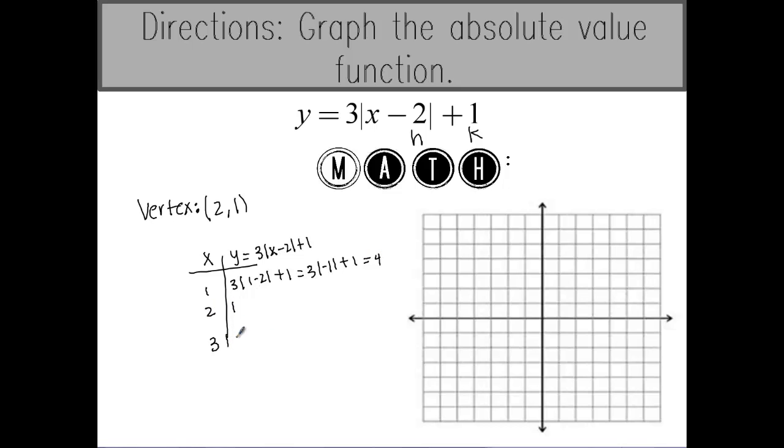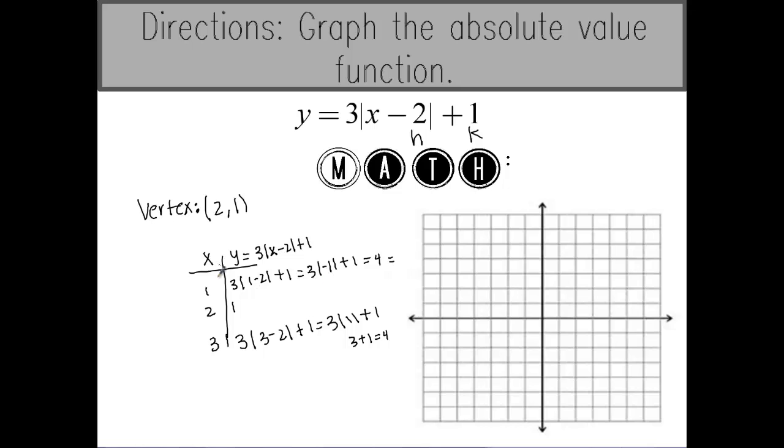And then we do 3. So we're going to take 3 times the absolute value, plug in 3 for our x, minus 2, plus 1. 3 minus 2 is 1, plus 1. The absolute value of 1 again is 1. 1 times 3 is 3, and 3 plus 1 is also 4. What you'll notice is that if you pick an x value smaller and an x value bigger that are equidistant from the x value of your vertex, your y values will always be the same.